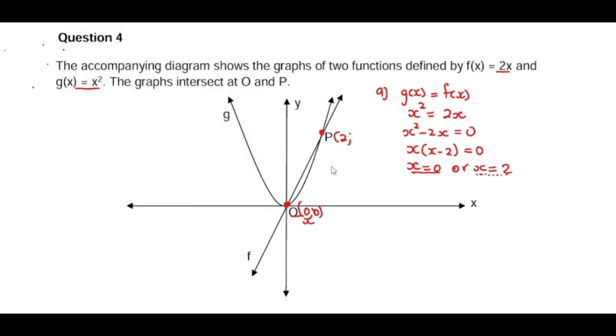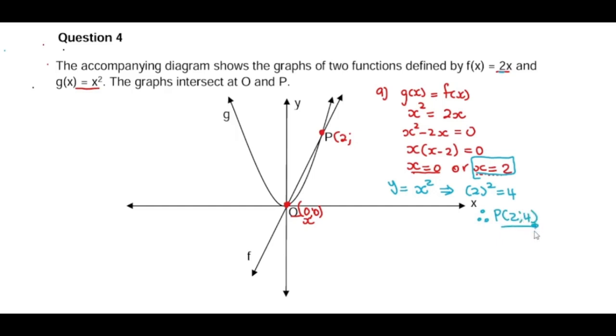So to find the corresponding y value, you're going to take one of these equations. So I'm just going to take g(x). We know that g(x), which is y, is equal to x squared. Where there's x, we substitute that 2 to find the corresponding y value of P. So this will be 2 squared, which equals 4. So therefore the coordinates of P become (2, 4).